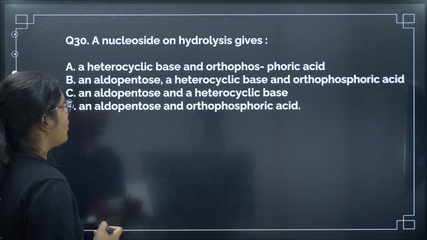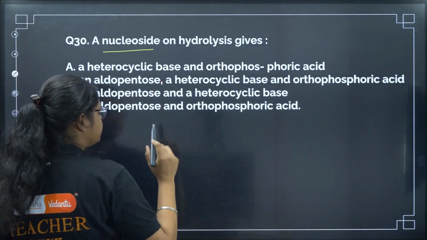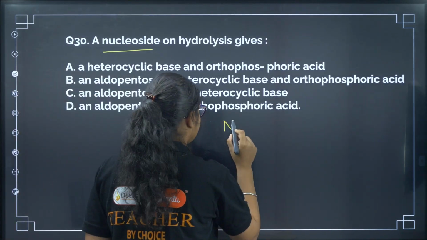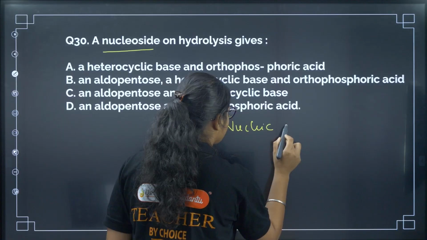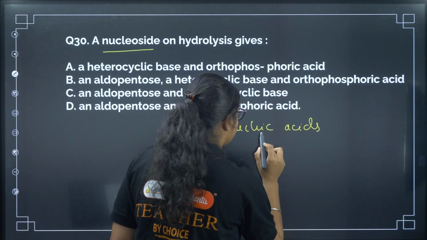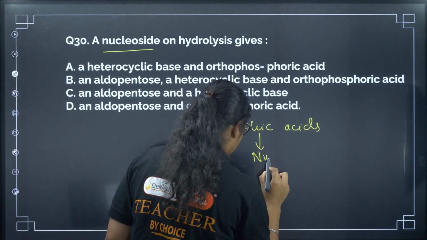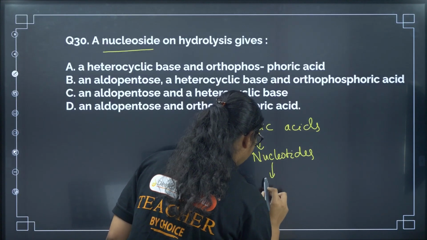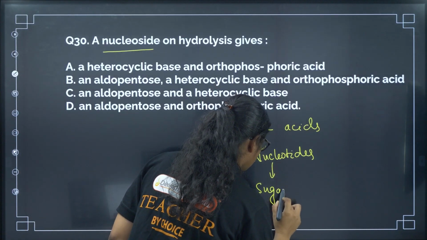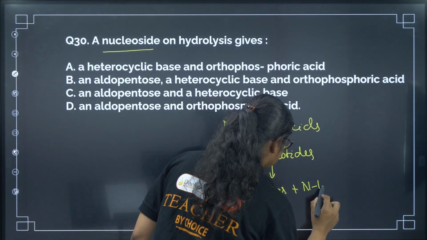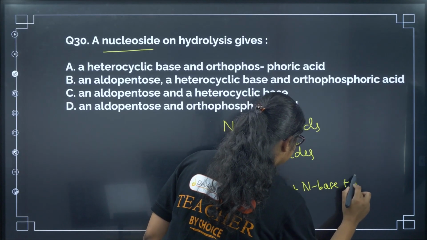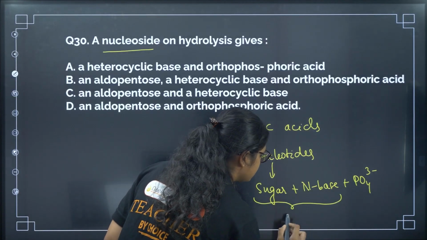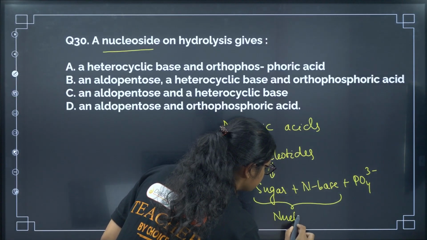Now, a nucleoside on hydrolysis. So this is very important. First of all, if we talk about nucleic acids, just understand the hierarchy here. Nucleic acids are made up of nucleotides, right? Now nucleotides are made up of sugar plus nitrogenous base plus phosphate group, right? Now this sugar plus nitrogenous base is called a nucleoside.